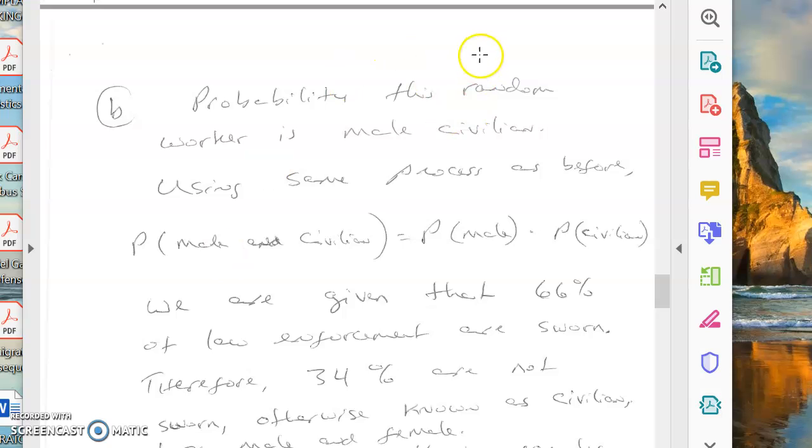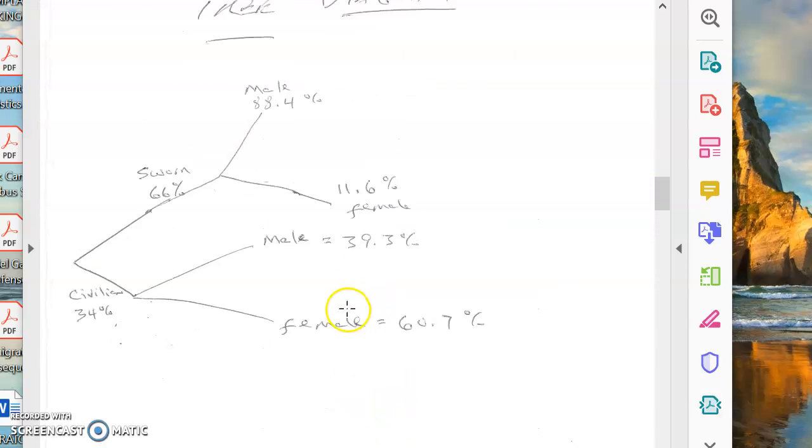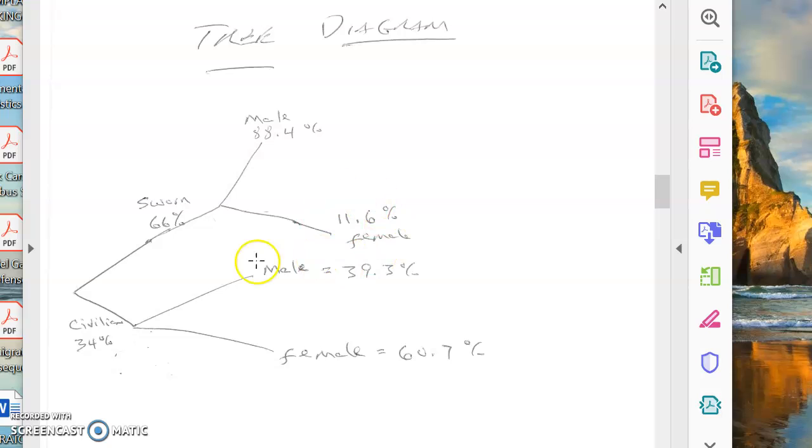Now listen, I wanted to add something to the previous problem here. I know I said I finished it, but what I want to point out here is this tree diagram really helps us a lot. It's well worth your time.